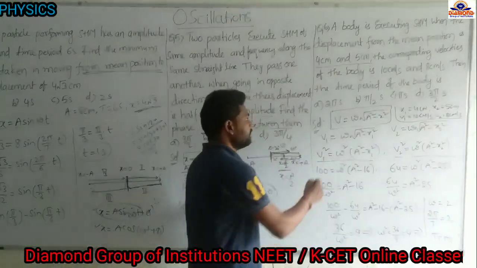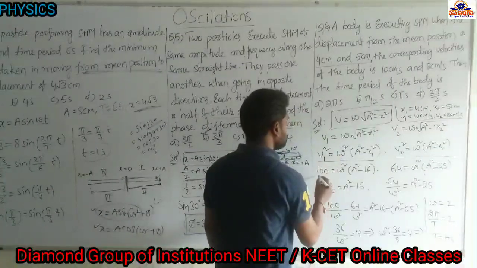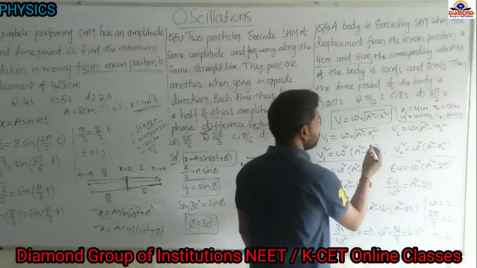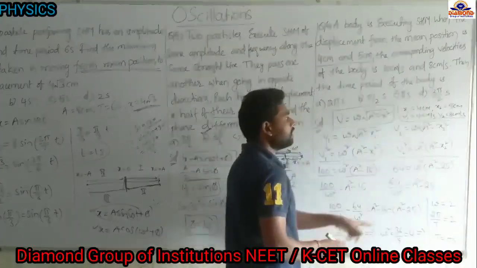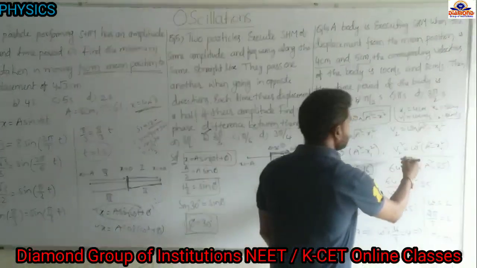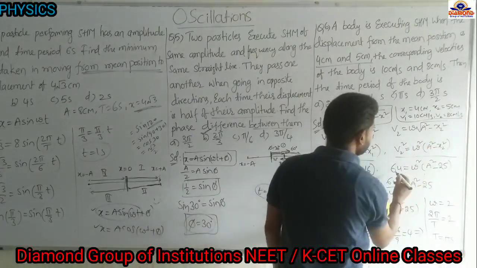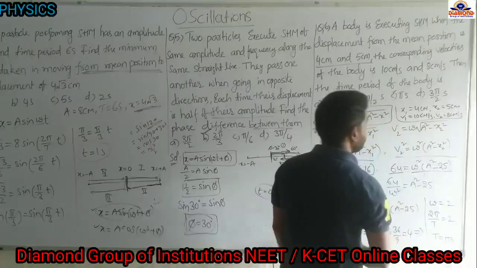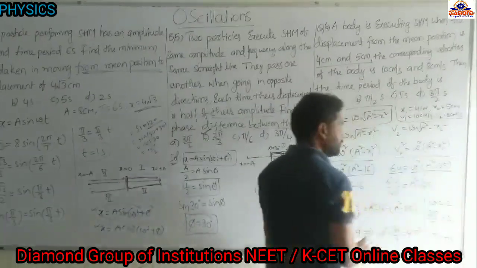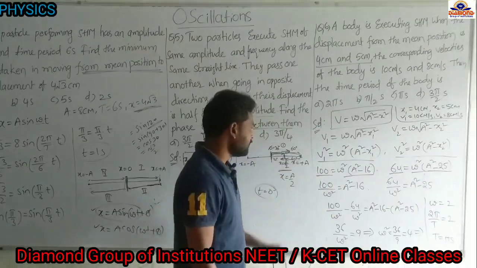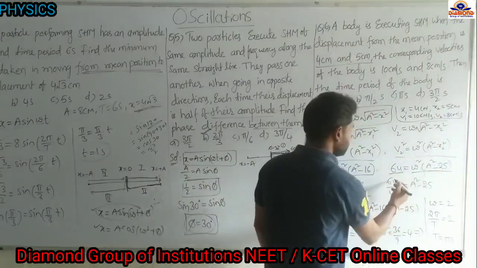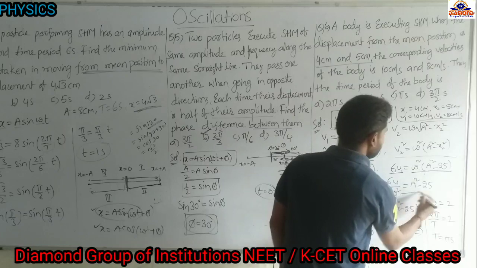Substitute the values now. v1 value is 10. 10 square means 100, omega square into a square minus x1 square. x1 value is 4, 4 square means 16. Here see, all are in the CGS system, 4 centimeter and 10 centimeter per second. Now in the second case also substitute, v2 value is 8, 8 square 64, omega square into a square minus 25, x2 value is 5, 5 square means 25. Step completed. Now omega square send this side, 100 by omega square equal to a square minus 16. Here also omega square send this side, 64 by omega square equal to a square minus 25. We got 2 equations.